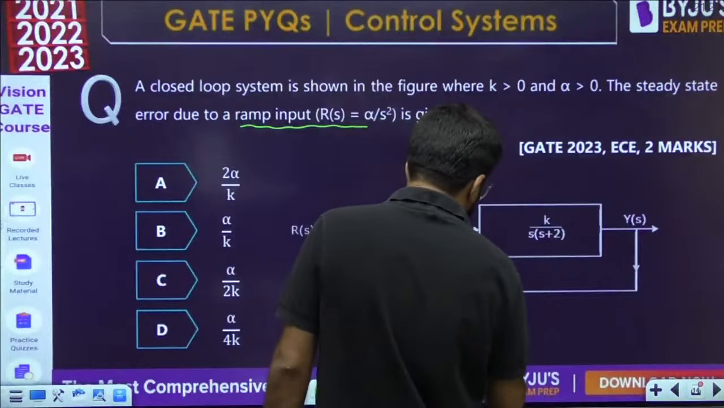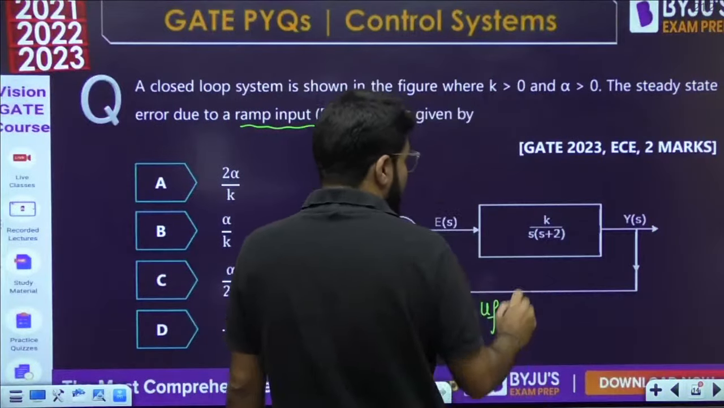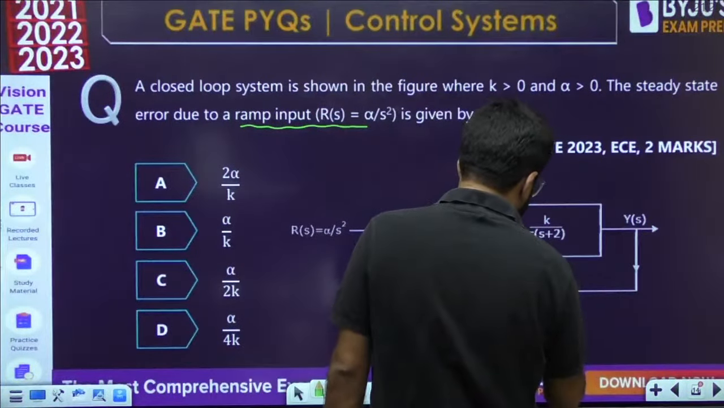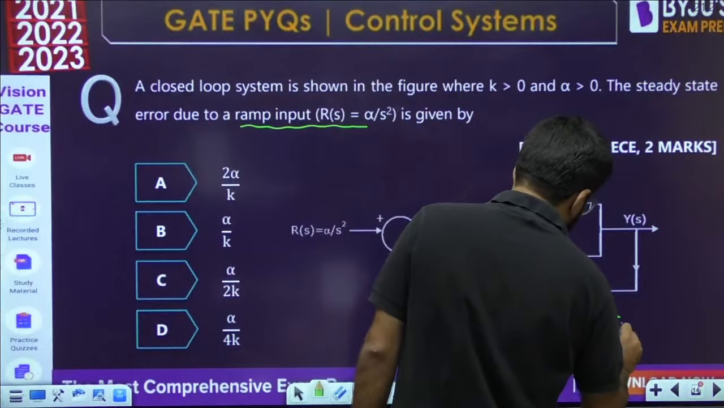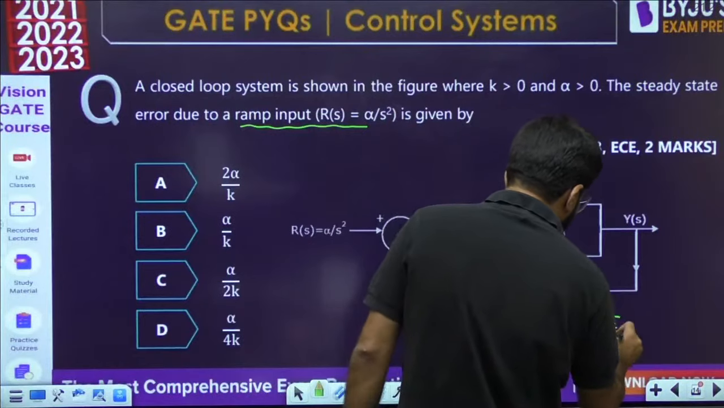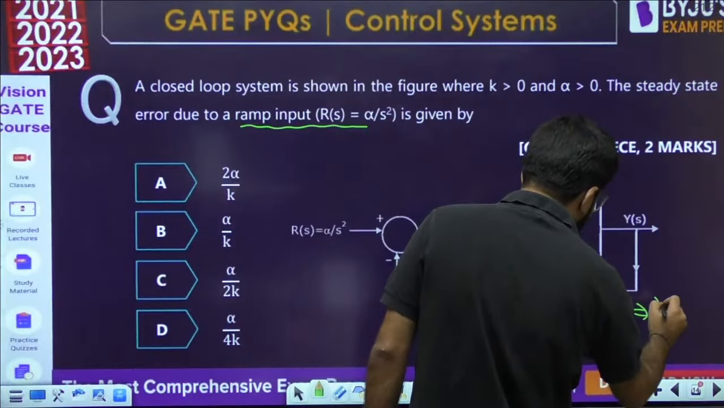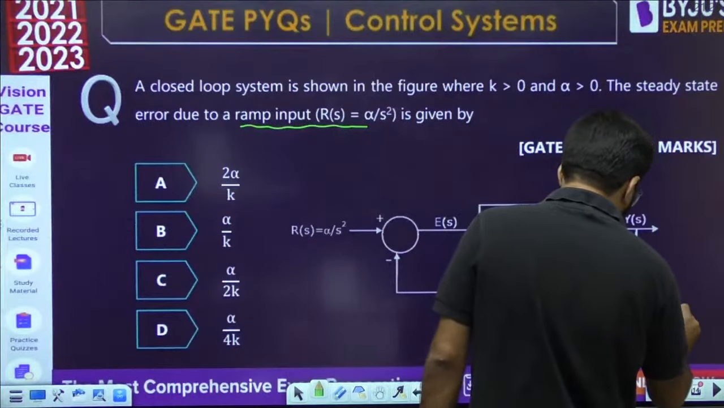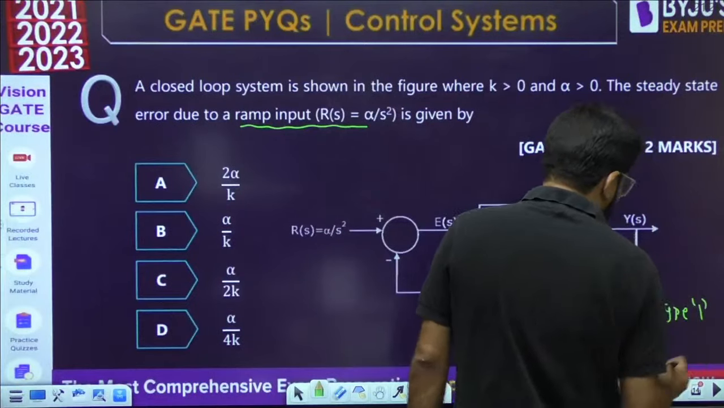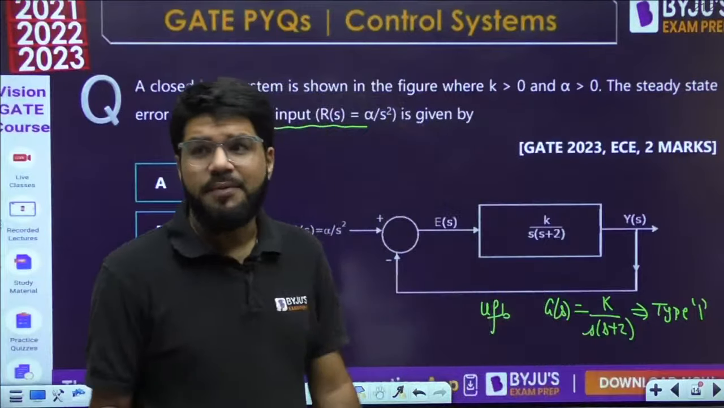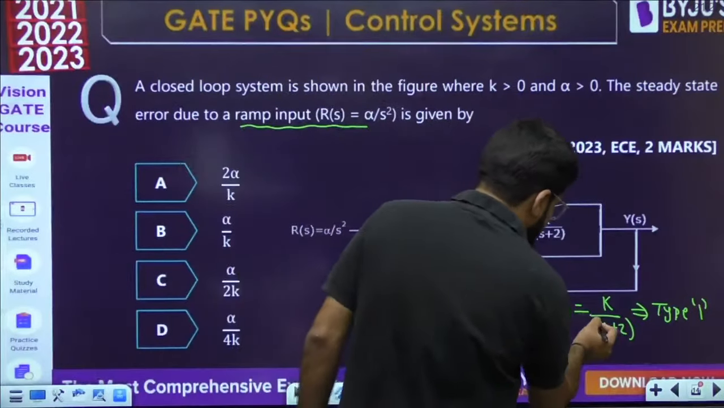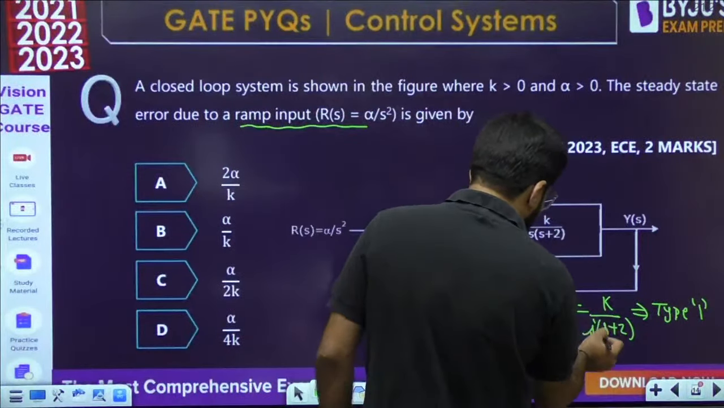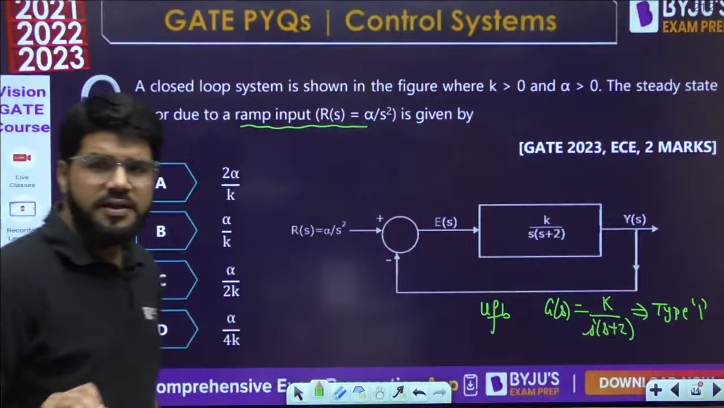And it's a unity feedback. Okay, since it's unity feedback, and the G(s) is equal to K by s(s plus 2). Since it is unity feedback, we can define the type of the system directly. We can define the type as 1, because the type is the number of poles of G(s) at the origin if it is a unity feedback configuration. So yes, the s power 1 is there. Okay, so it is type 1. Clear? It is type 1.